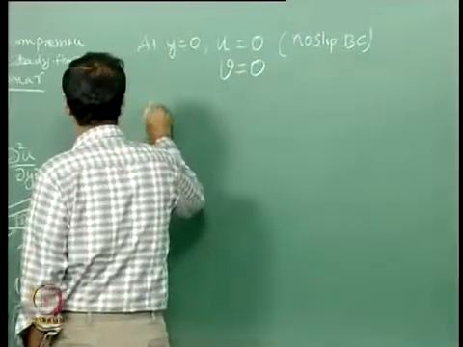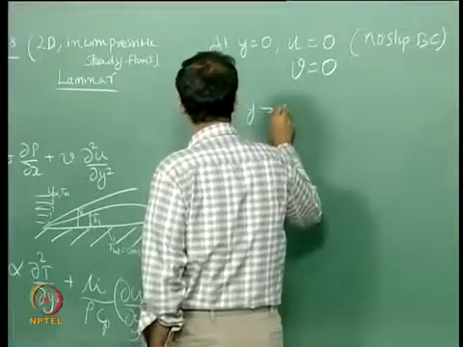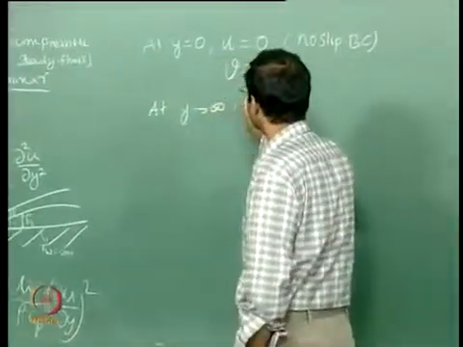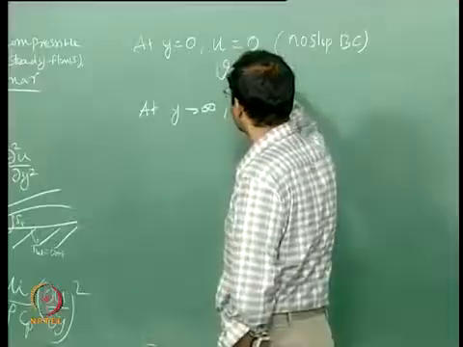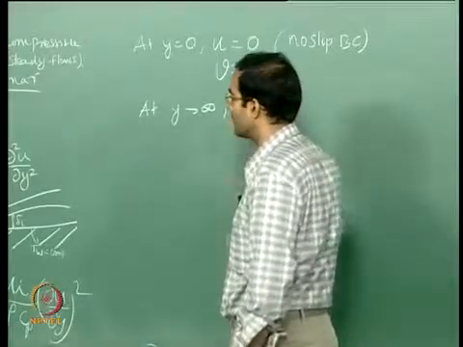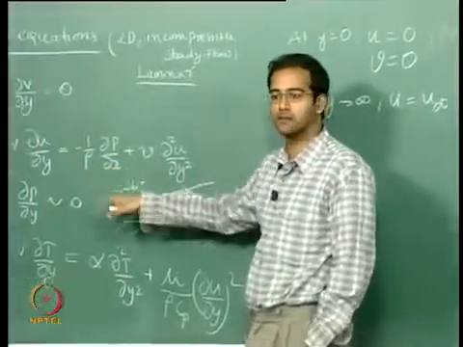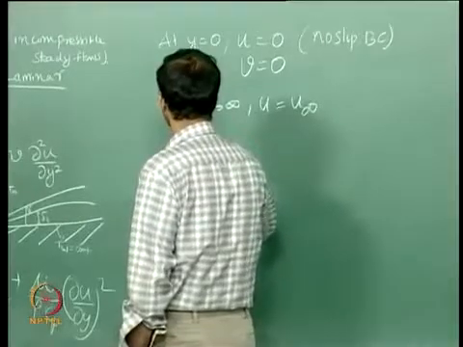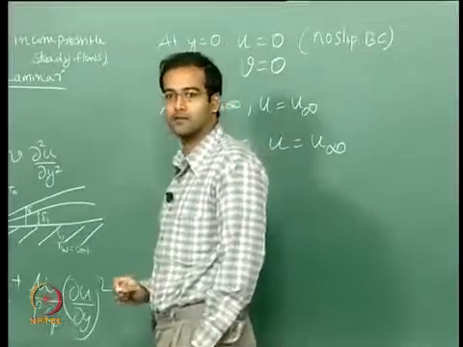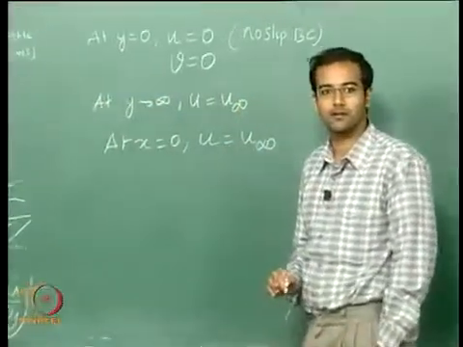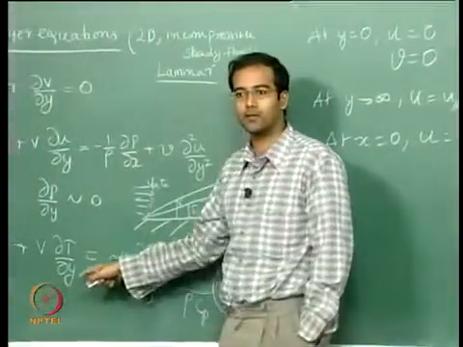So what is the other boundary condition along y we can give? Let us say y going to infinity, so your u is u infinity. So you have two boundary conditions with respect to u, and now what is the remaining boundary condition we need to give? One along x, so we will say at x equal to 0, u should be u infinity.